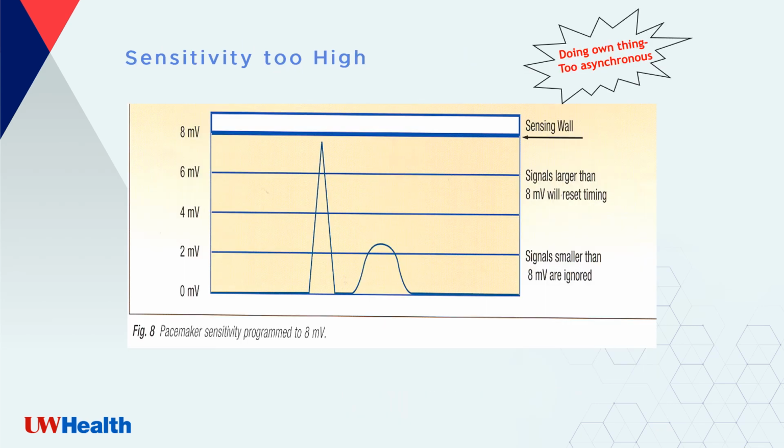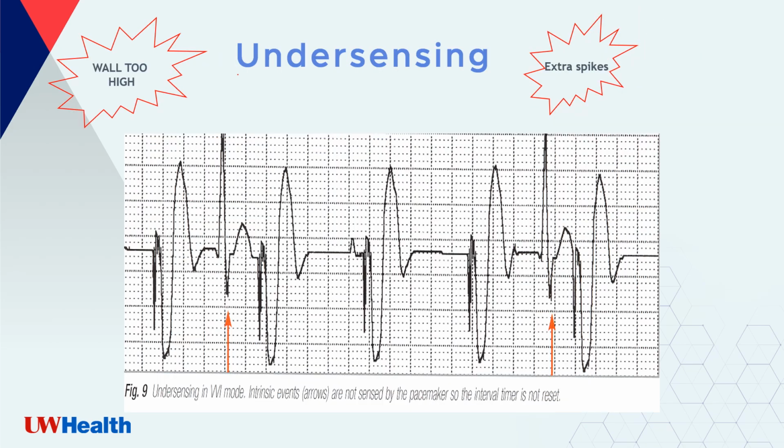But sometimes that wall can be set a little bit too high. So you remember I said the heart had eyes. If the heart had eyes and the fence was too high, it's going to be unable to sense what is going on around it. So what happens is the pacemaker basically does its own thing and it fires asynchronously. We call that undersensing. Remember that the wall is too high, and so therefore the heart is unable to sense what is going on around it.